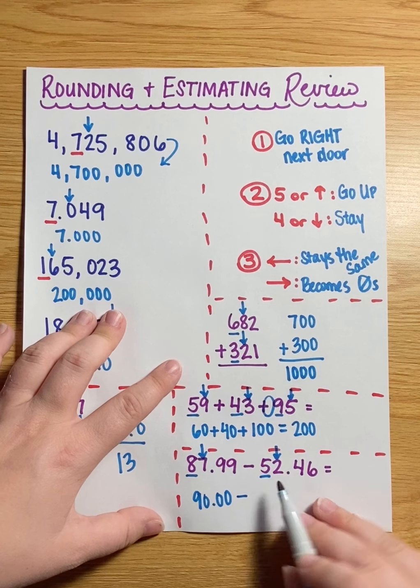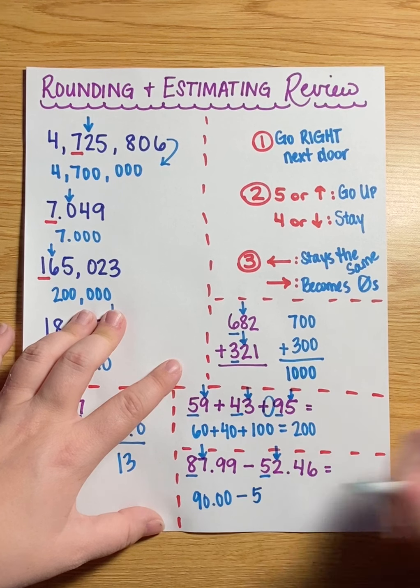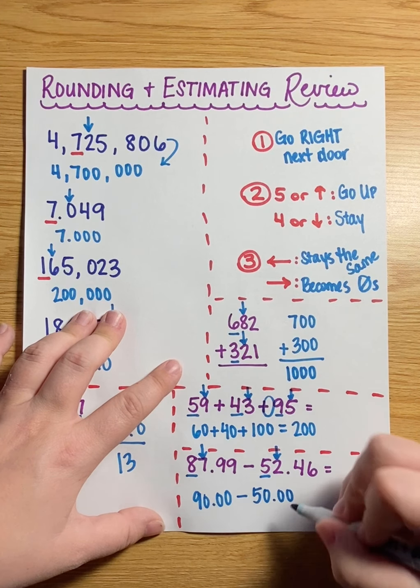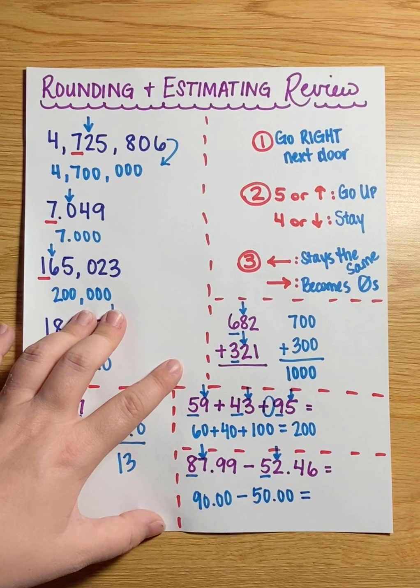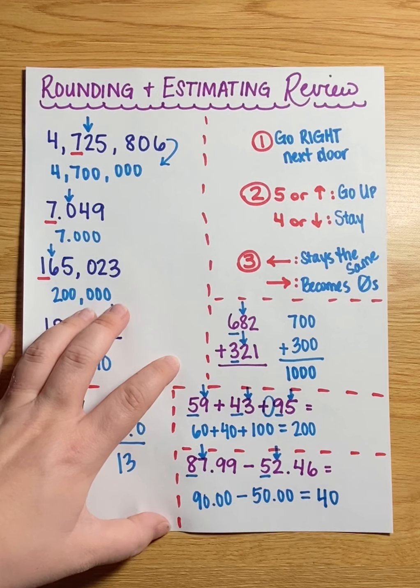I go next door to the 2. The 2 is 4 or lower, so my 5 is going to stay the same. Everything to the right becomes 0. So now I can do 90 minus 50 and estimate that my answer will be 40.